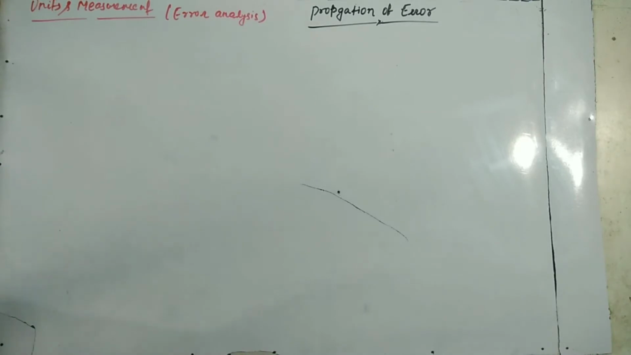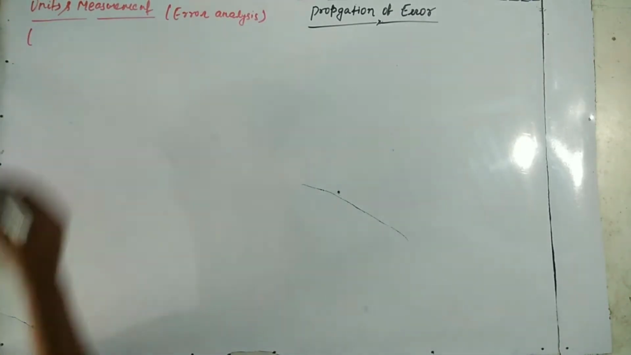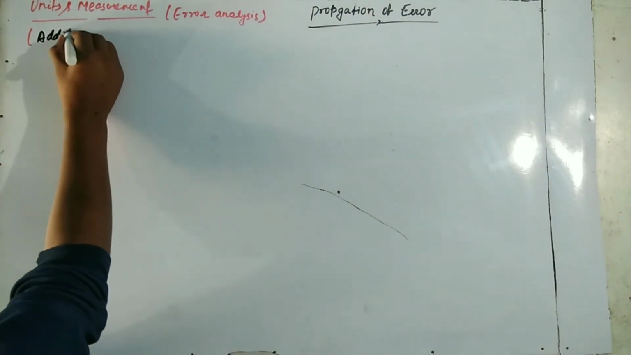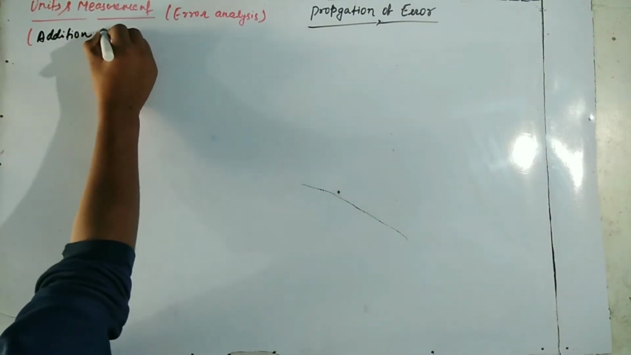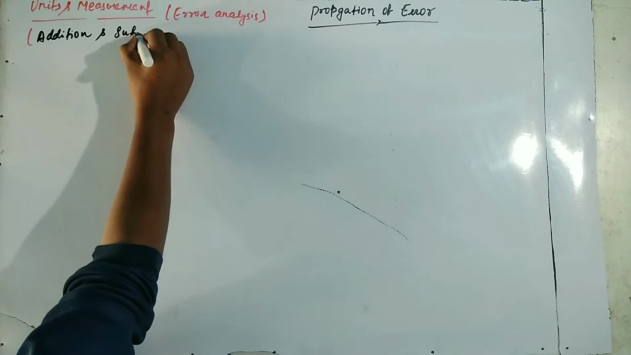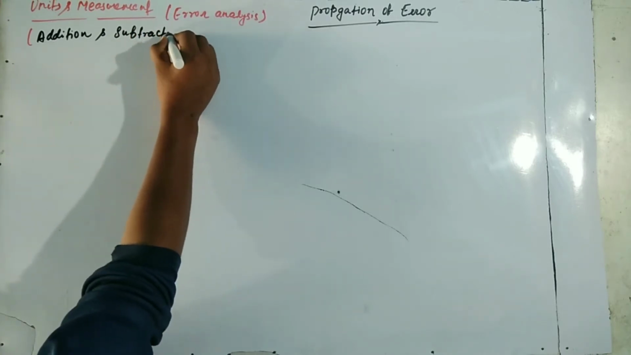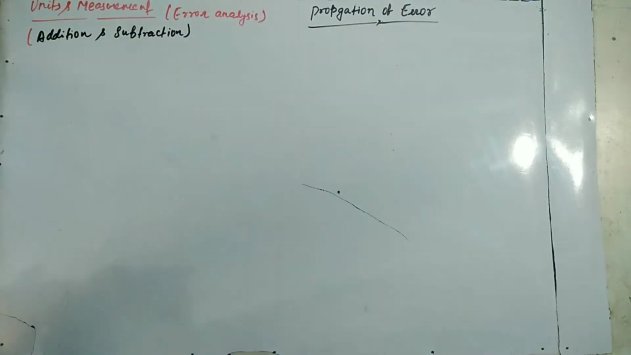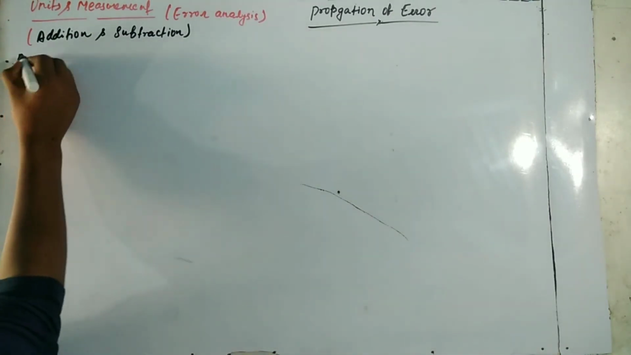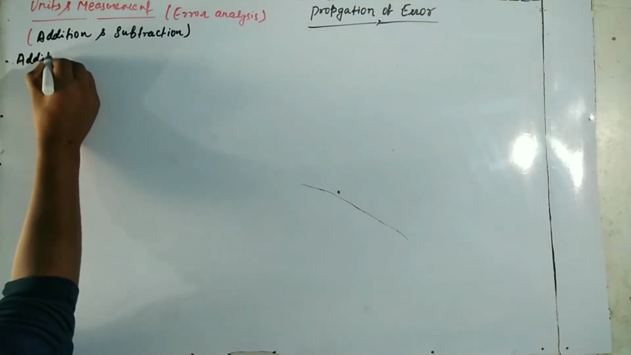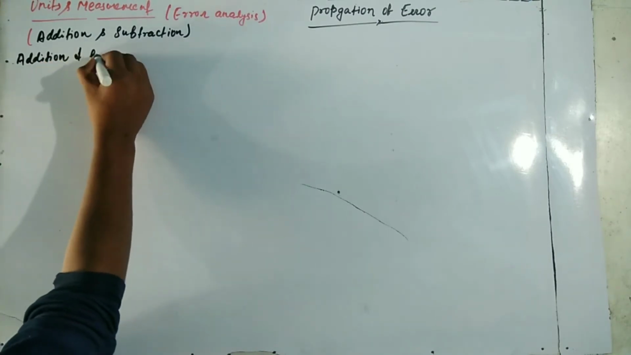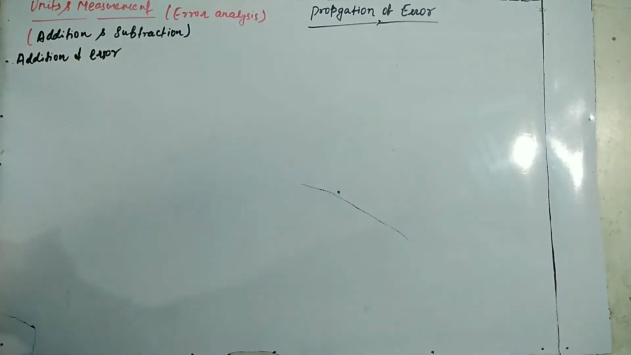In propagation of error, we will study two terms, addition of error and subtraction of error. How the error can add and subtract, today we will discuss. First we study about addition of error.